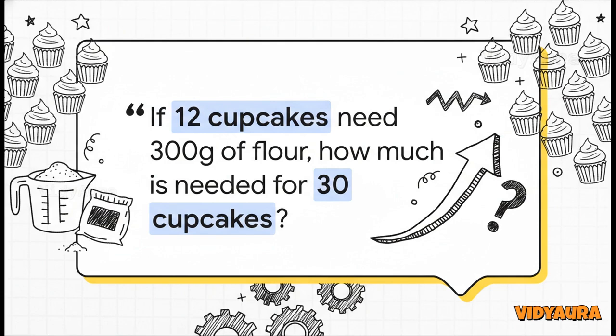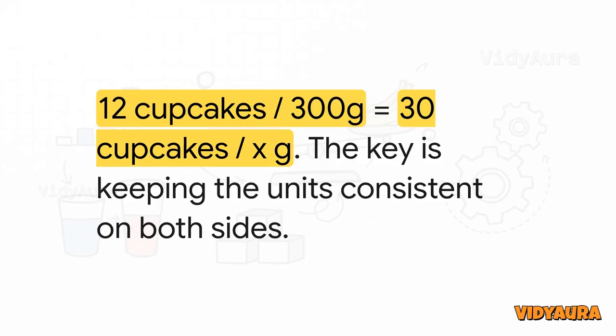This is a perfect job for our new proportion tool. So, the very first step is to set up our two equal ratios. The absolute key here is to be consistent. On the left side, we put cupcakes on top and grams of flour on the bottom. So on the right side, we have to do the exact same thing. Cupcakes on top, grams on the bottom. That unknown amount of flour, that's our x.